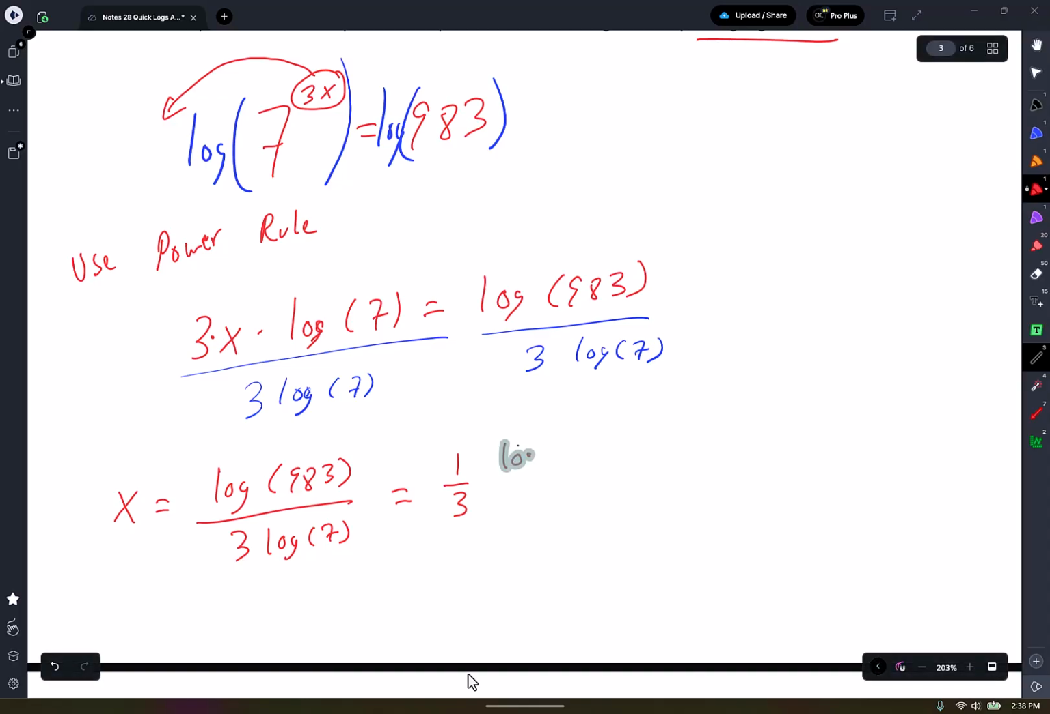Let's do it with the change of base formula. Log of base 7 of 983.